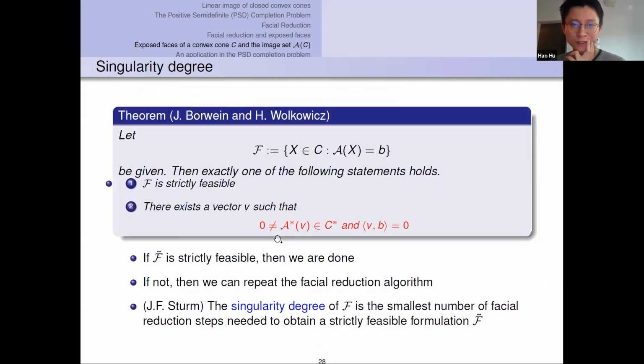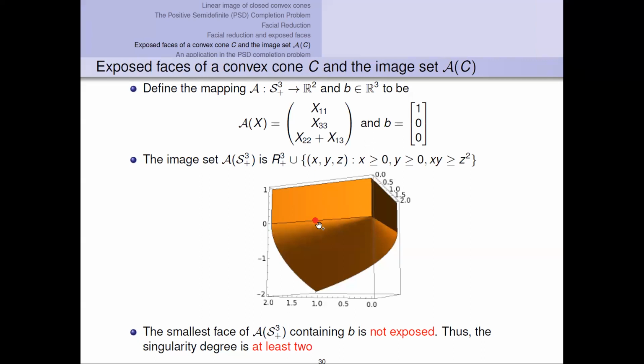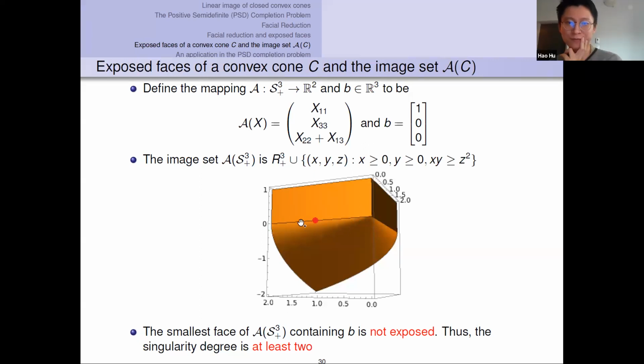Yeah. So for example, if the smallest face containing this point is this face, this horizontal line here, and this face is not exposed. But if it were exposed, then we would find the singularity degree of the original problem to be exactly 1. Yeah, you're right.